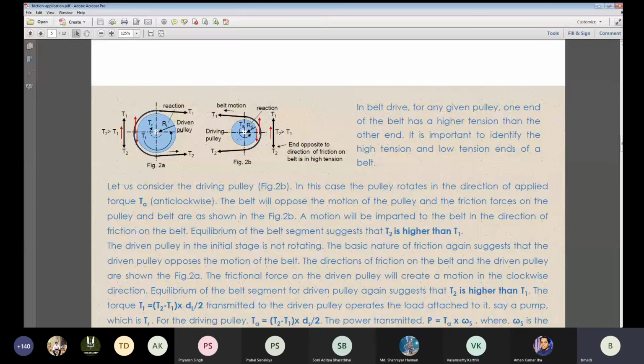Now, in this particular case, the driving pulley has got a power and it has to act over a resistance. Okay, so that resistance is T2 minus T1 into R. That is the answer.